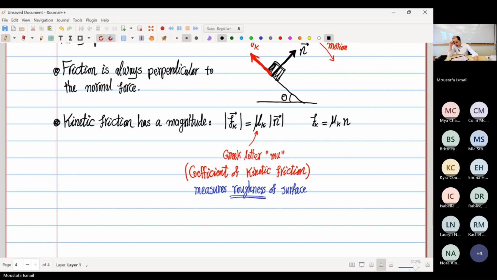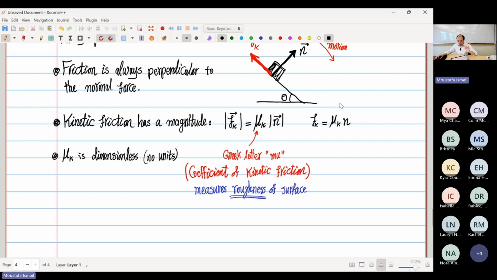Okay. A common mistake is that when students are given the coefficient of friction in a problem, they use it as the force of friction, and this is not correct. It is only a ratio between the force of friction and the normal force. So don't use it as the force of friction itself, and it is dimensionless. It doesn't have any units, just a number.